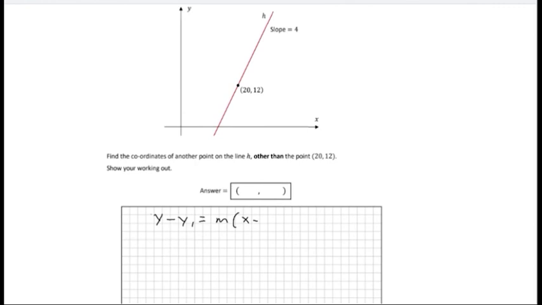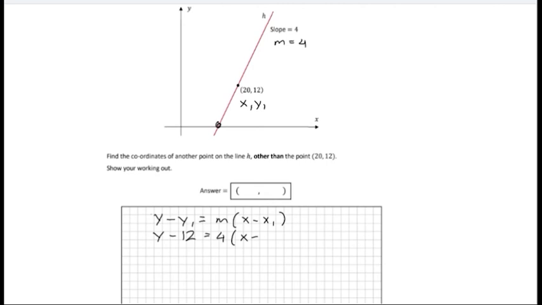And x1, y1, as you can see, are 20 and 12. So you can assign x1, y1 up here, and then m is equal to 4 up here. So let's do this fast, and we'll find another point once we have the coordinates of the x-axis crossover. Okay, so y minus y1, which is 12, is equal to 4 by x minus 20.